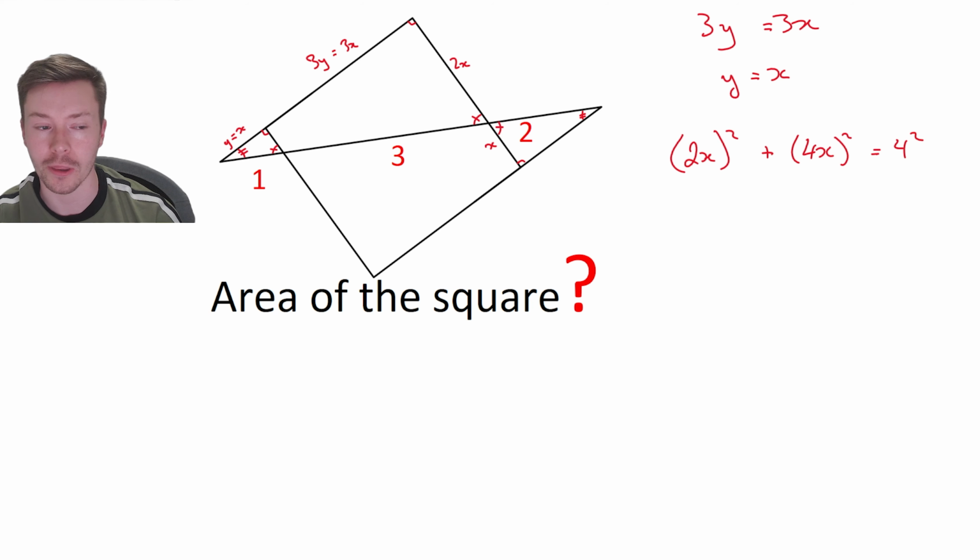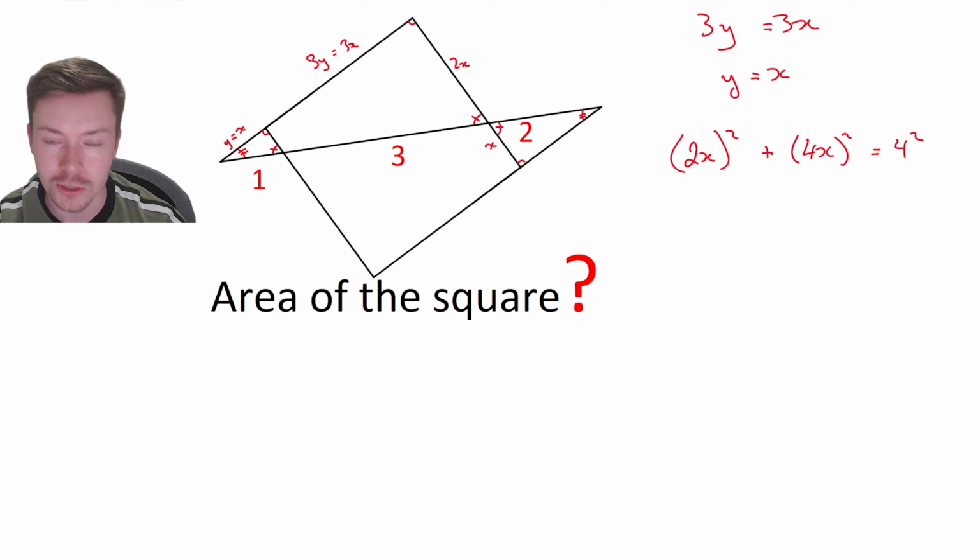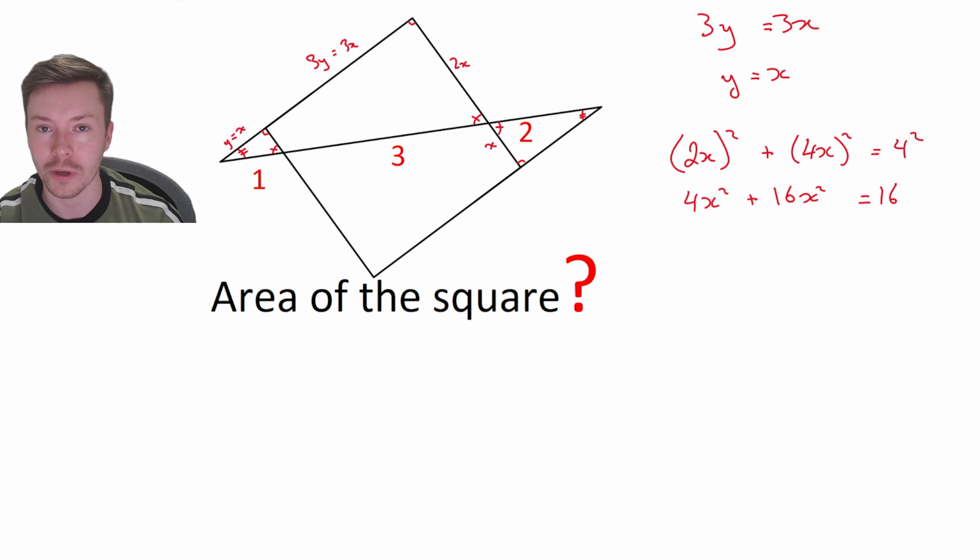If we simplify that, 2x squared is 2x times 2x, which is 4x squared, and 4x squared is 4x times 4x, which is 16x squared, and obviously 4 squared is 16. Now let's tidy that up and collect our like terms. We've got 20x squared equals 16, then divide by 20, and we get x squared is equal to 16 over 20, or 4 over 5 once you've simplified it.